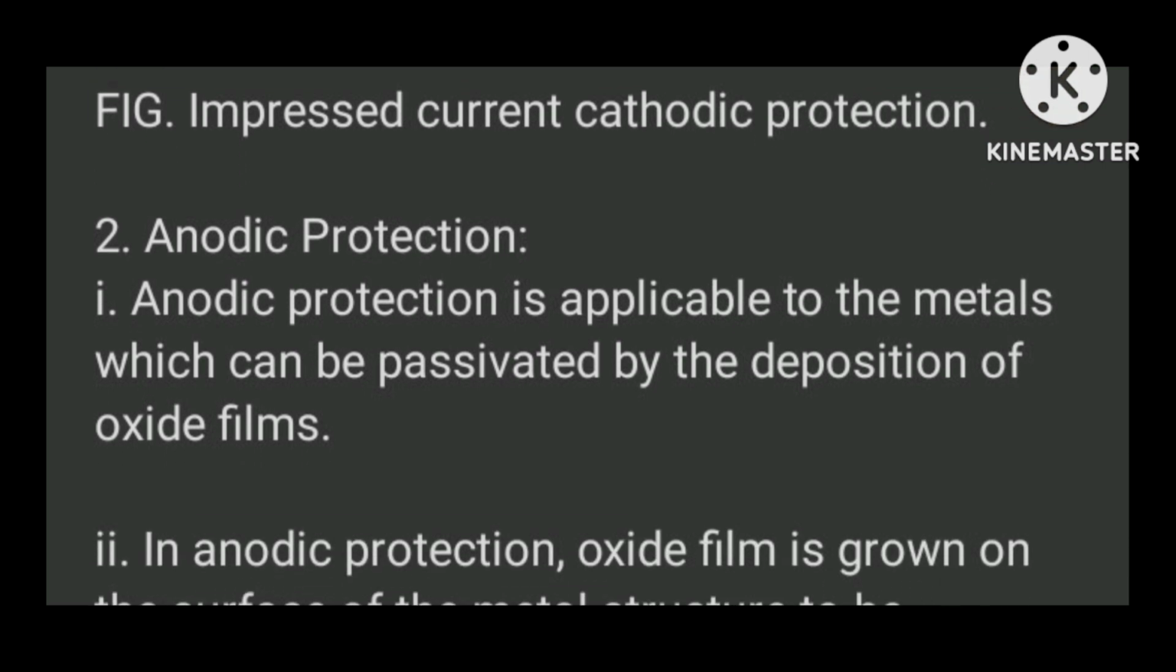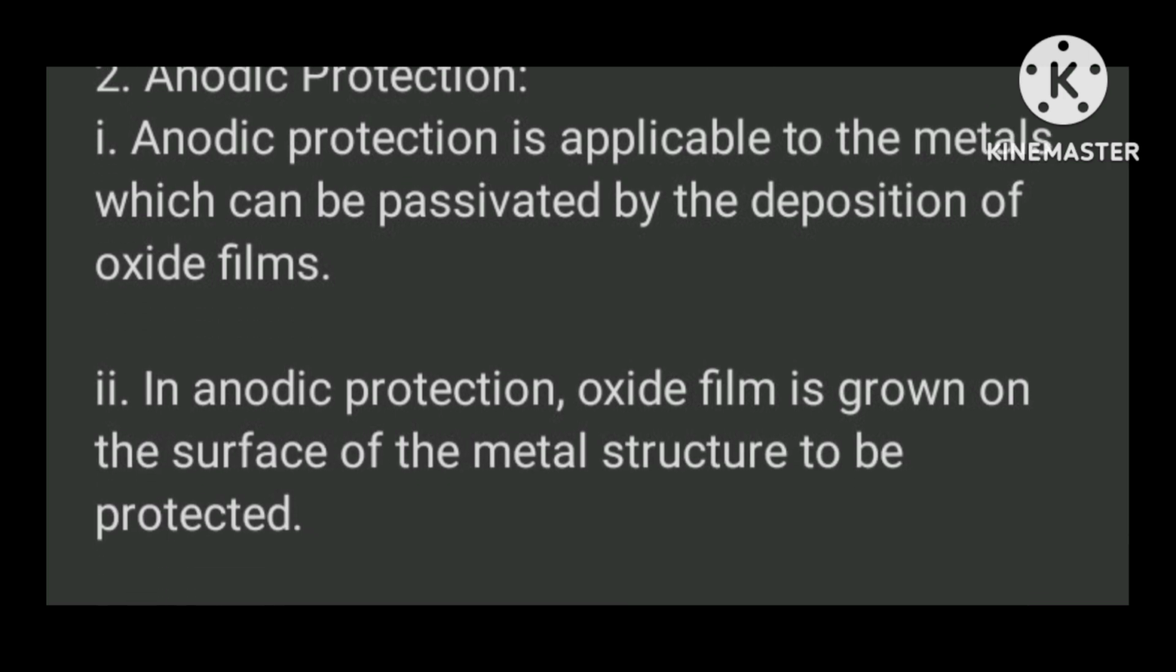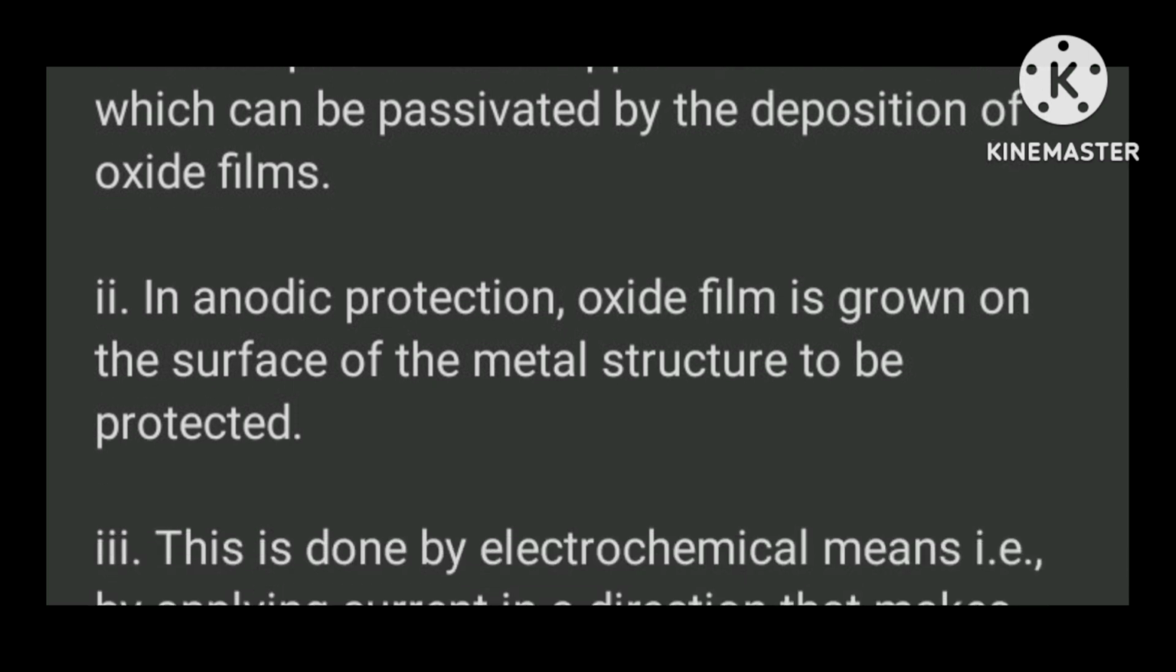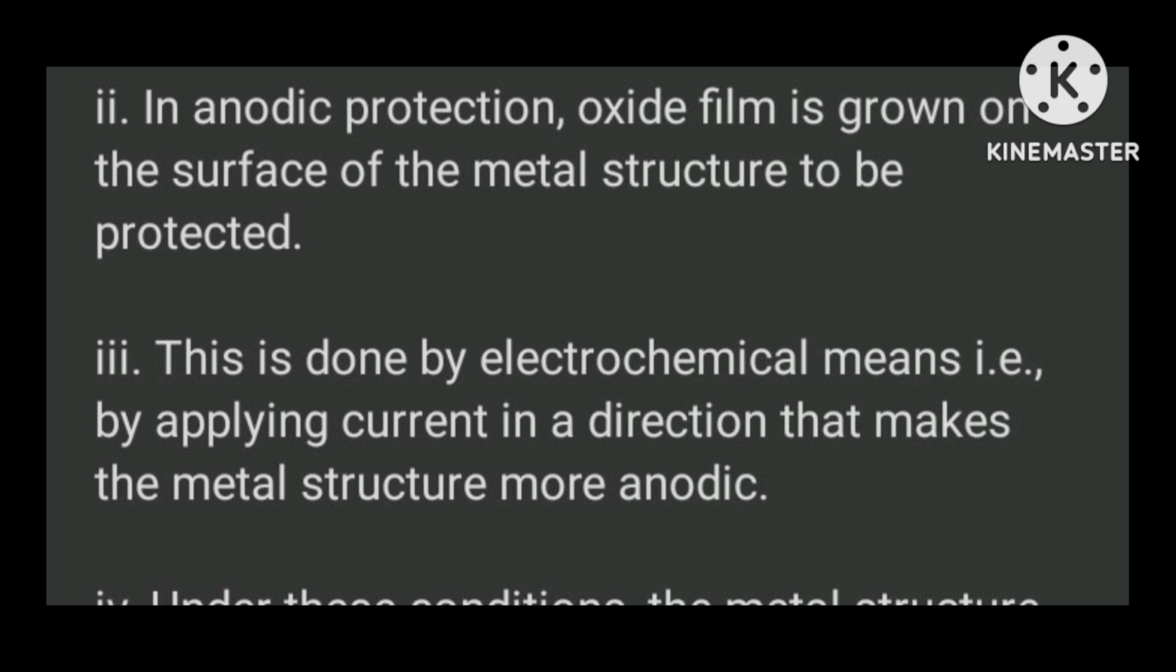Second, anodic protection. First, anodic protection is applicable to the metals which can be passivated by the deposition of oxide films. Second, in anodic protection, an oxide film is grown on the surface of the metal structure to be protected. Third, this is done by electrochemical means, i.e., by applying current in a direction that makes the metal structure more anodic.